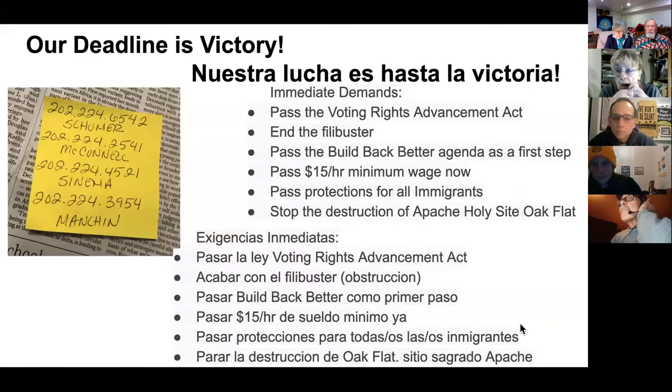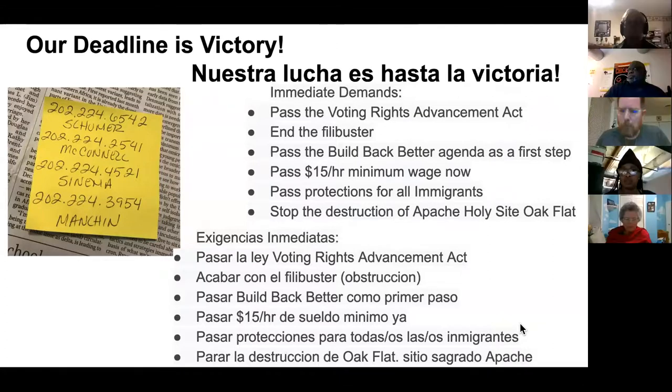And so this week we're calling Senators Manchin, Sinema, McConnell, and Schumer every single day to make our demands known. And so we are sharing a link in the chat to sign up to help us make these calls every single day. We can fight and we don't have to accept this rejection of our basic rights. And we hope you will join us in making these calls.